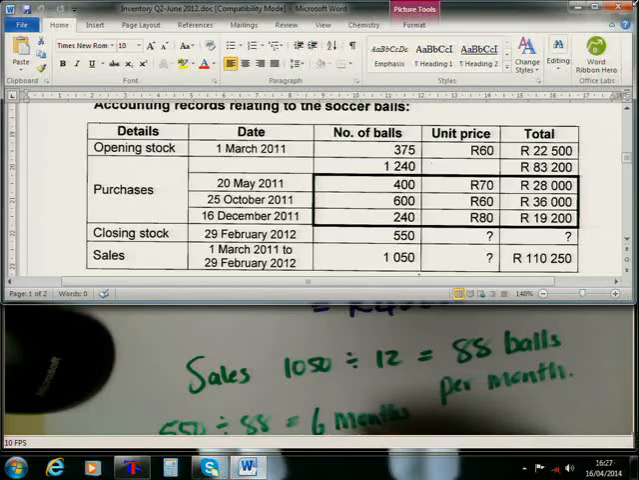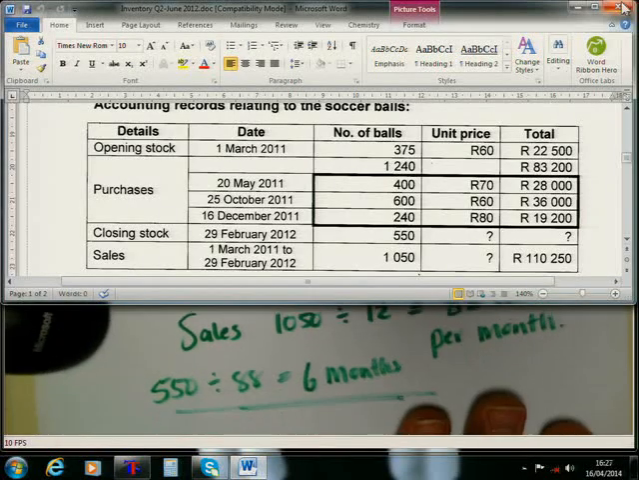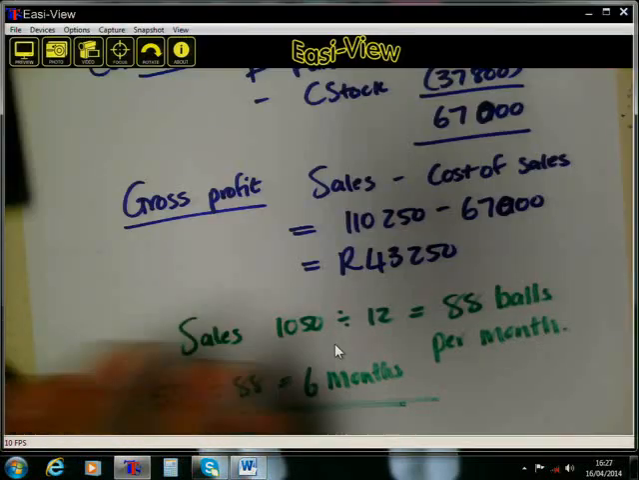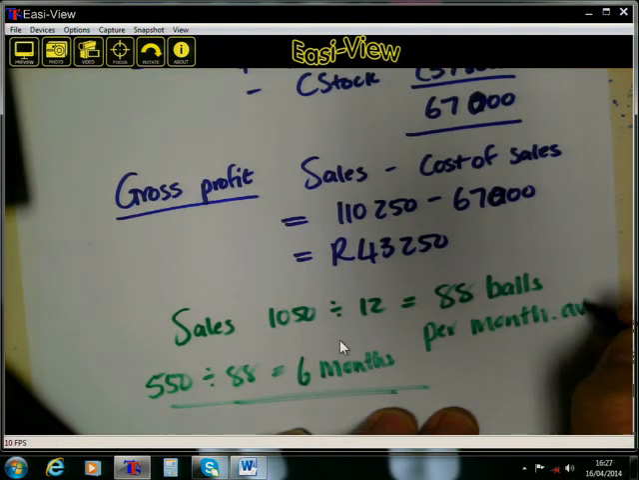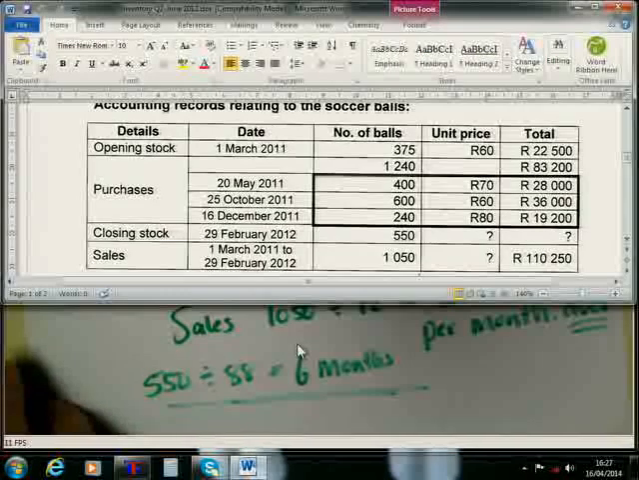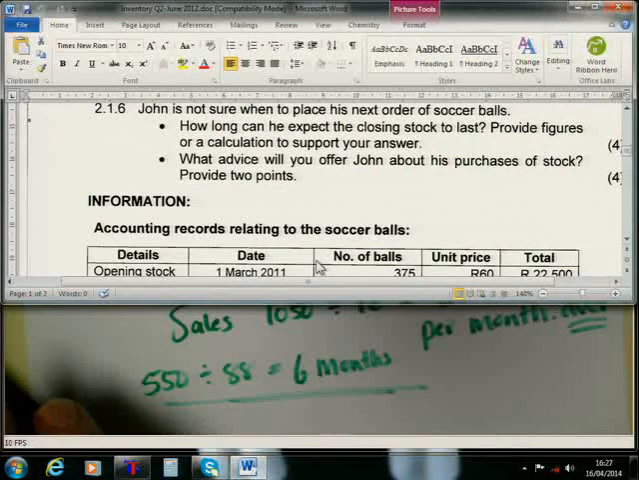So if you remember, it's not that it's going to be exactly the same next year. But at the moment, this is your average per month. So if you stick to the average of selling 88 balls per month, then you have enough balls on hand for 5 months. What advice will you offer John about this purchase of stock?